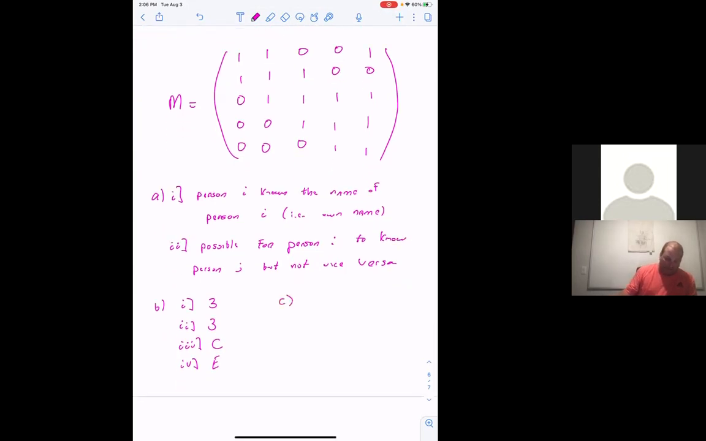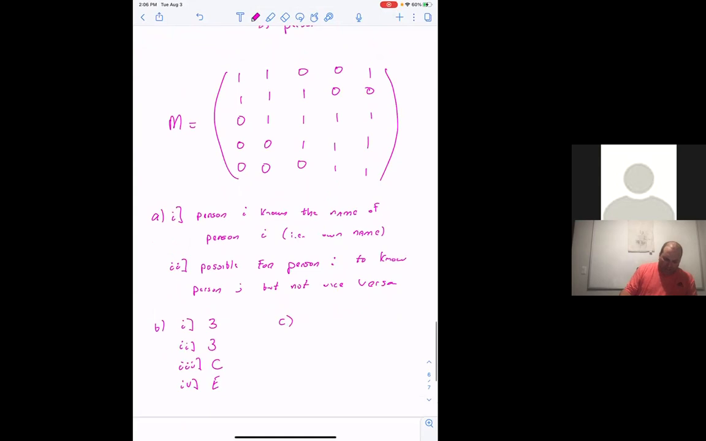And part C. State whether there's anyone who does not know A's name. Well, who does not know A? C, D, and E don't know A's name. So state whether there's anyone who does not know A's name and also does not know anyone who knows A's name.